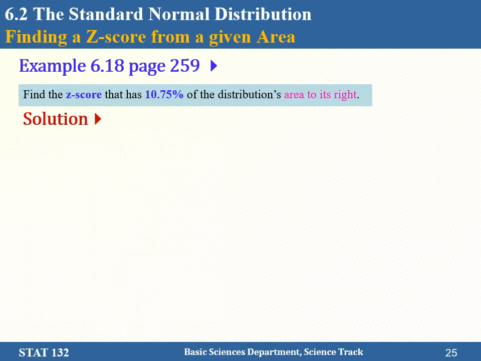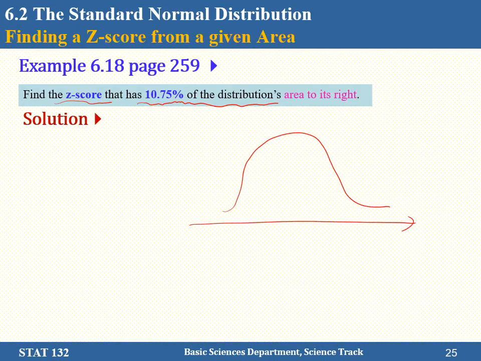Now let's look at the example. Again, I guess the same type of question. Find a z-score that has 10.75% of the distribution's area to its right. So what does this mean? This means you want to find a z-score such that its right part should make 10.75% of the whole distribution.